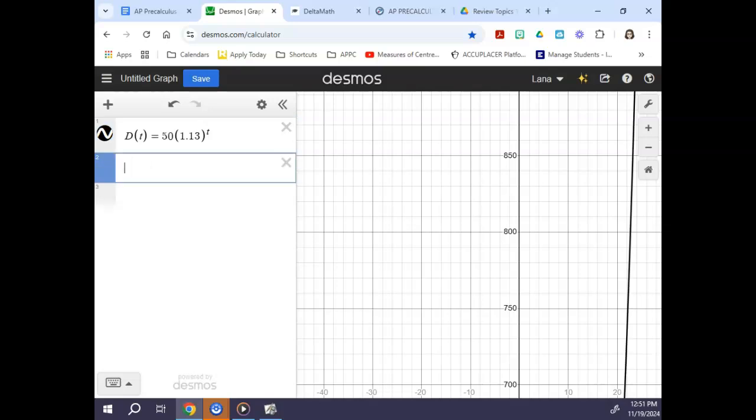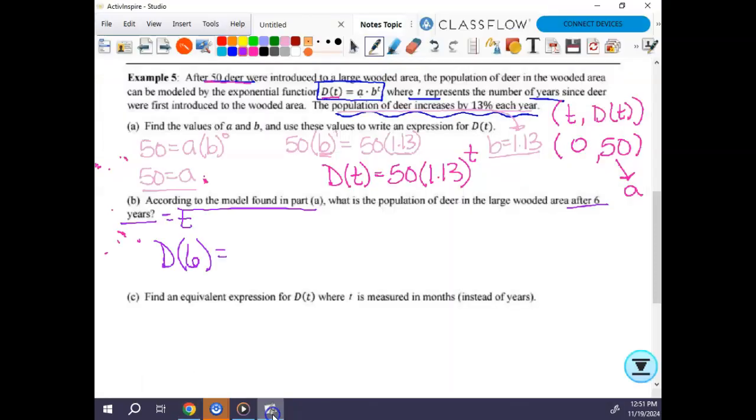So I got that. Now I just want d of 6. Okay. And then, boom, there's my answer. So I'm going to go over here, and d of 6 is 104.0975. And what are my units? Deer. Can I have part of a deer? No. But it doesn't tell me to round to the nearest deer or anything, so leaving an answer like that would be okay.